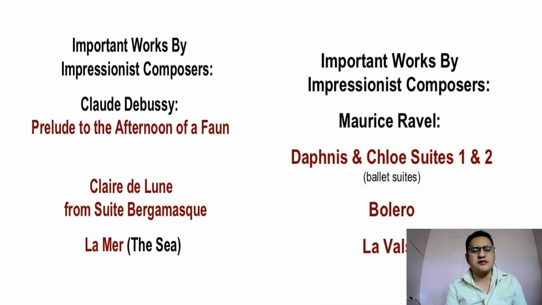That will be the last characteristic of Impressionist music. Next, the important works by the Impressionist composers Claude Debussy and Maurice Ravel. Here are the titles of their songs. La Mer, or in English, The Sea. Clair de Lune, in English, it is called Moonlight. And the most popular composition made by Maurice Ravel is the Bolero. Okay? Next.